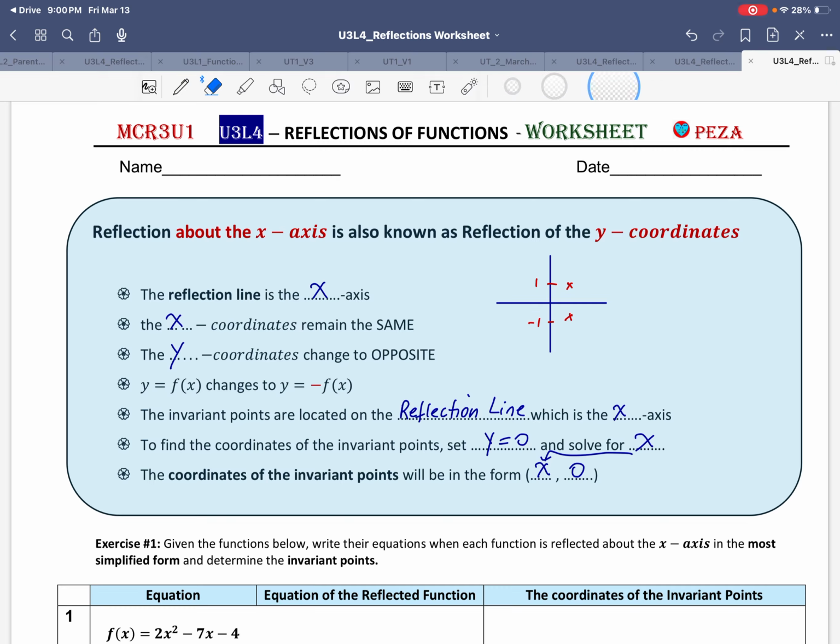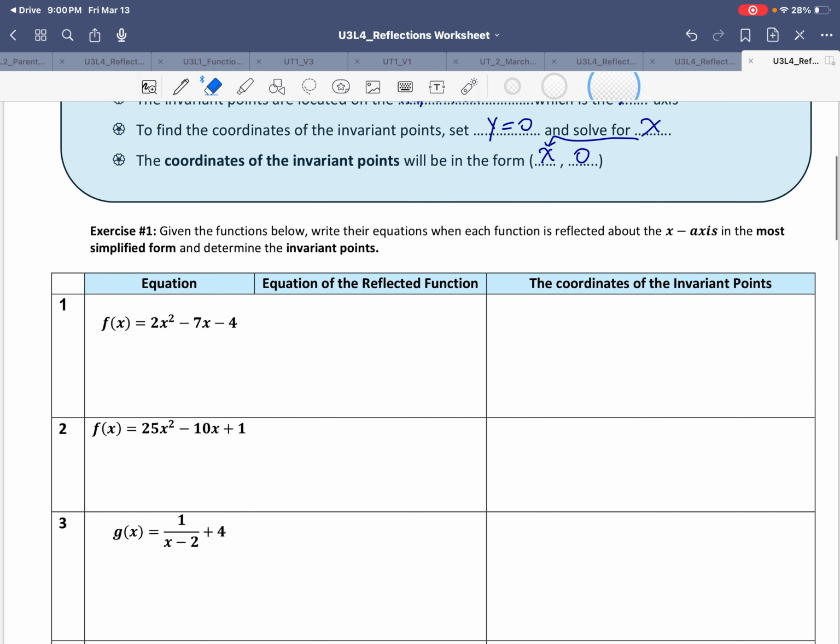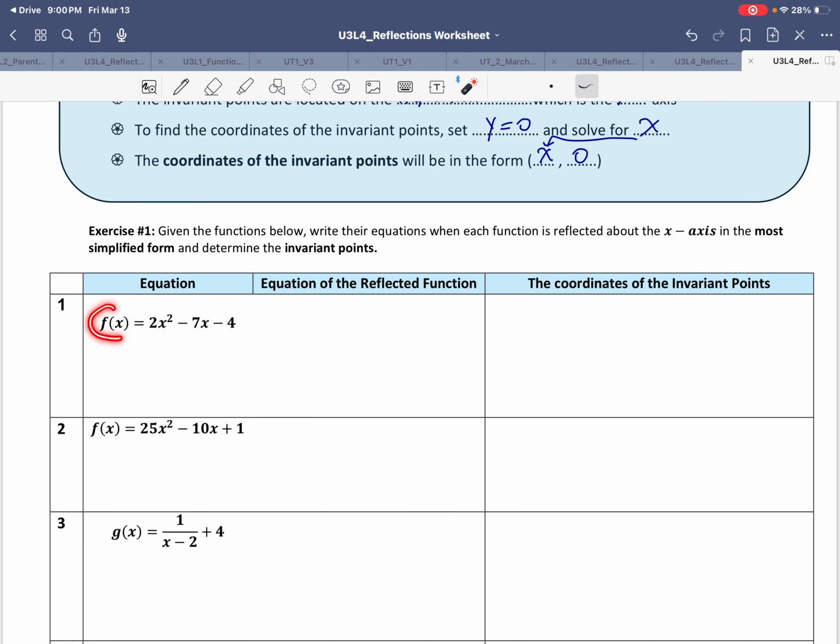Now, we're going to look at the first example. What we have in here is a reflection of function f of x over the x-axis. So we have to find the equation in the most simplified form and also determine the invariant points. So if we're finding reflection about the x-axis, it means that we are building negative f of x. So what that means is that we're going to give a negative to the entire f of x.